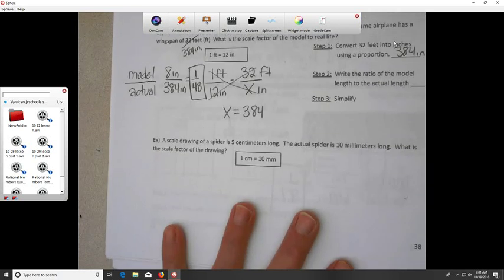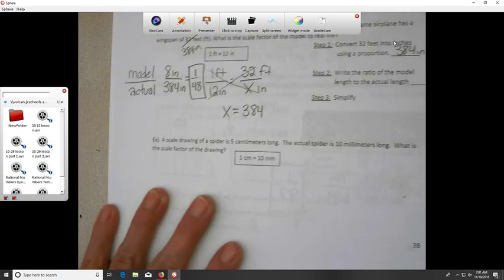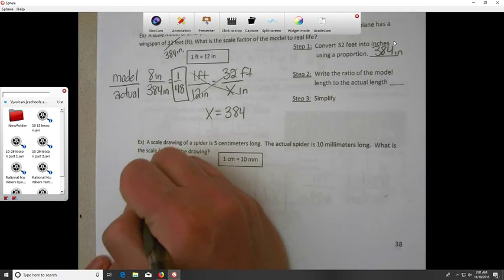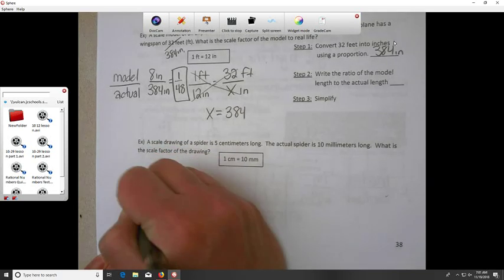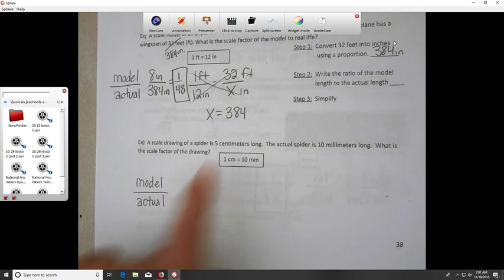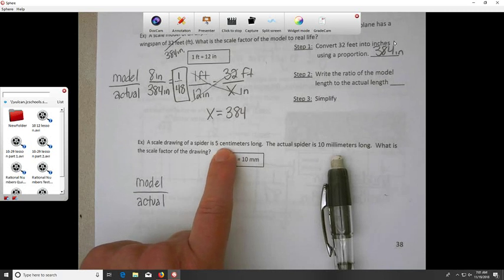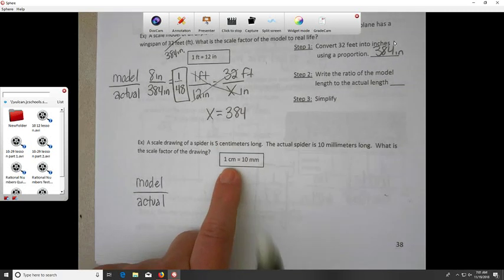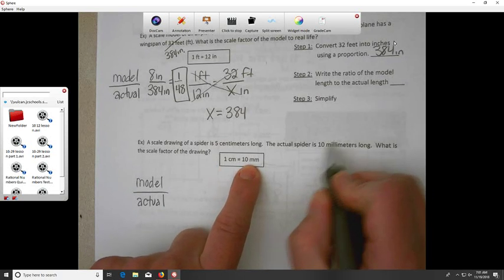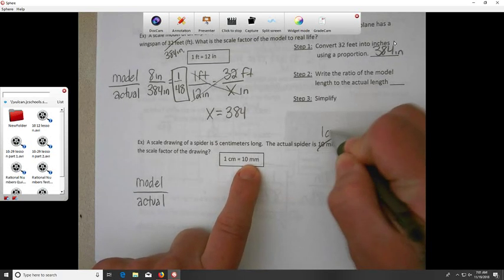All right, and last question. A scale drawing of a spider is 5 centimeters long. The actual spider is 10 millimeters long. What is the scale factor of the drawing? All right, so we know scale factor is model over actual, but it has to be the same units. Here I've got centimeters, here I have millimeters. If we look at the conversion, it says 1 centimeter is 10 millimeters. So I can right away change 10 millimeters into 1 centimeter.